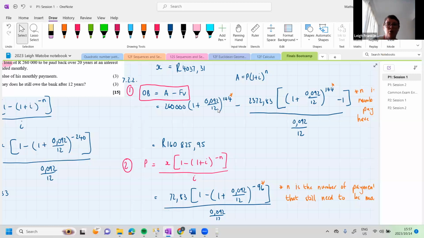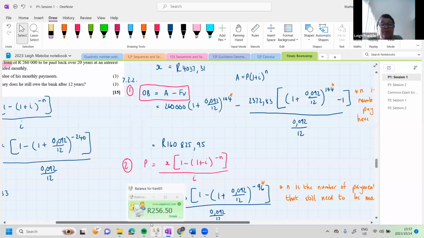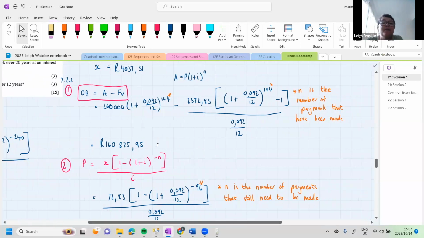It's a pleasure. Okay, so yes, this is a very important concept in financial maths. They will definitely ask you a question where you have to calculate outstanding balance. All right, so I'm very glad that we went through that and that I was able to discuss both of these methods with you again.